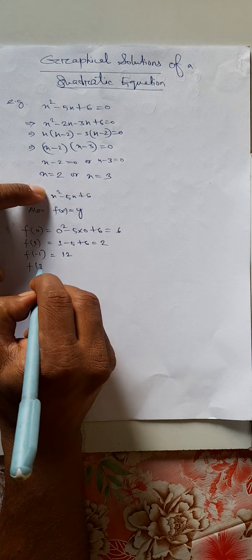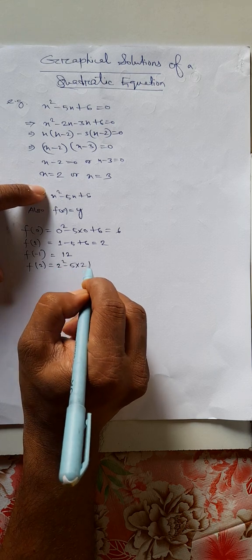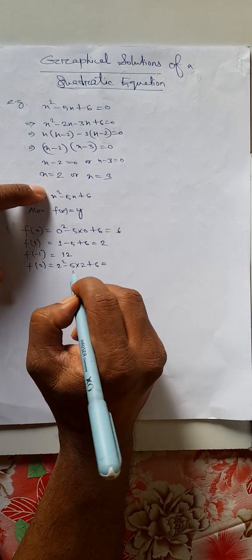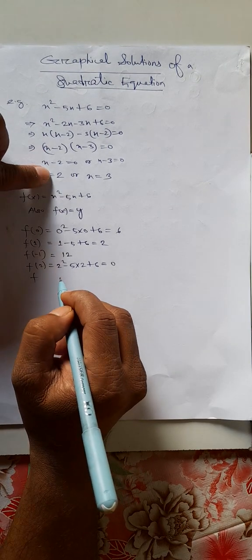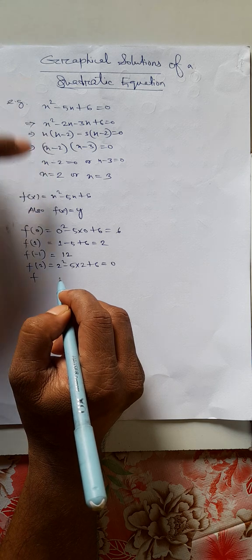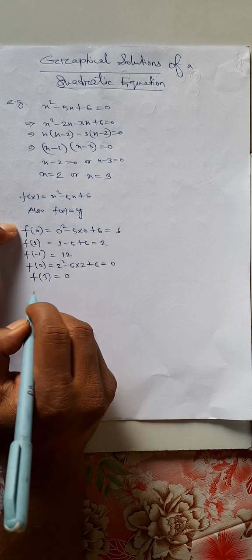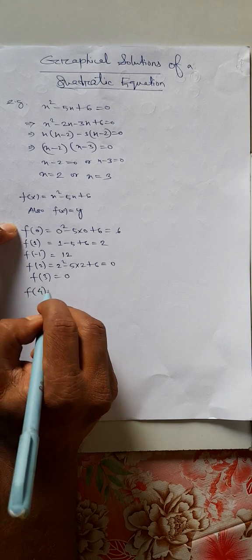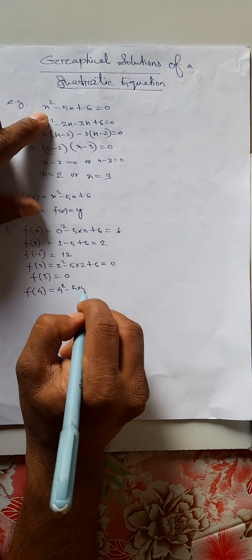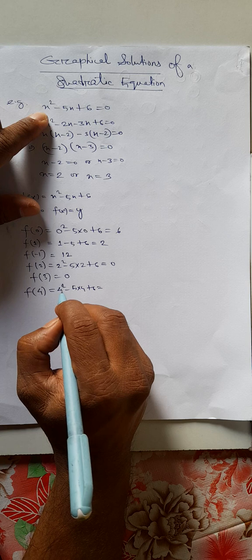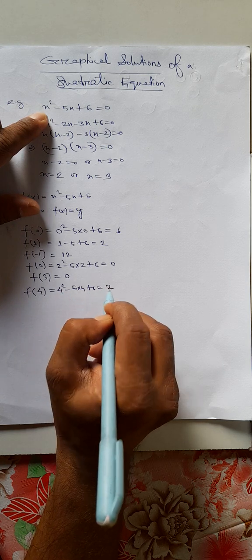When x is 2, you get 2 square minus 5 into 2 plus 6, 4 plus 6 is 10, 10 minus 10 is 0. This we already got: x equal to 2 is a solution of this equation, so f(2) equal to 0. Similarly, f(3) equal to 0. f(4) equal to, what is f(4)? 4 square minus 5 into 4 plus 6, 16 plus 6 is 22, minus 20 equal to 2.